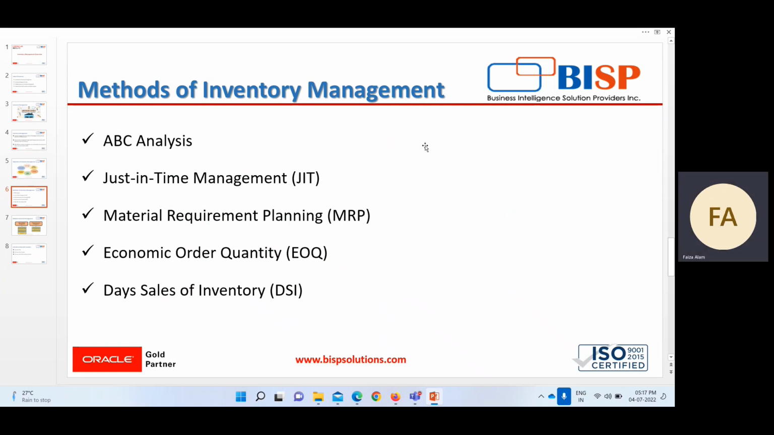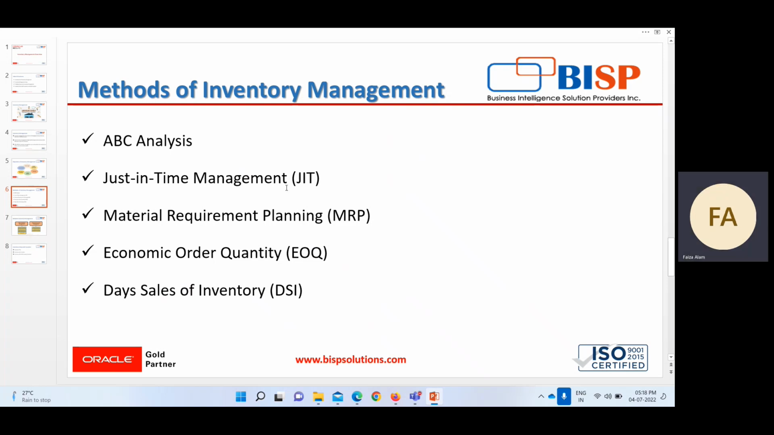Our next concern under the inventory management introduction is what are the various methods and techniques that are used to handle inventory management. Various kinds of techniques are used based on the requirement of the business. Some of the methods include ABC analysis. Other businesses are comfortable with just-in-time management, that is JIT. Other companies follow material requirement planning, that is MRP. Some businesses follow economic order quantity, that is EOQ. And various businesses have days sales of inventory. So, based on the requirement or needs of the company, various methods are followed.